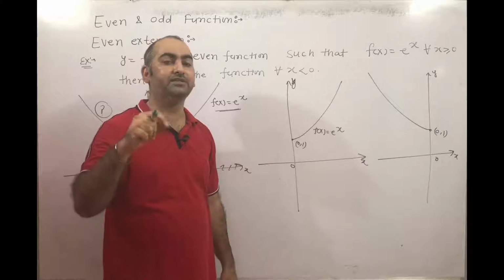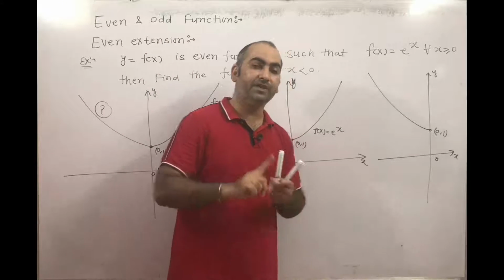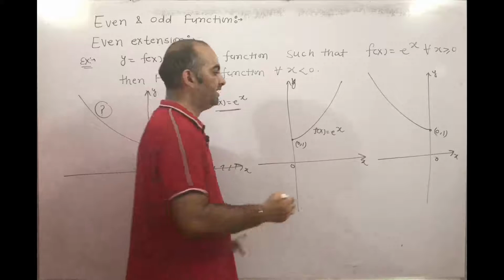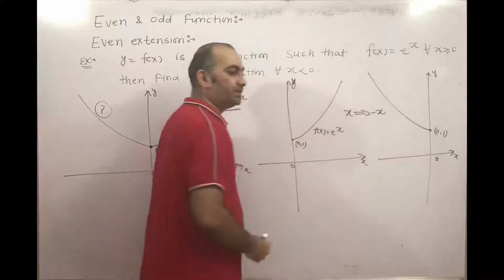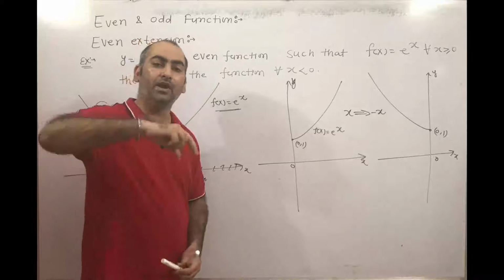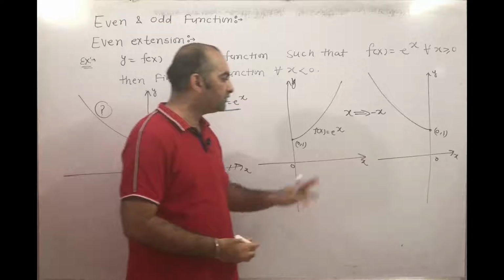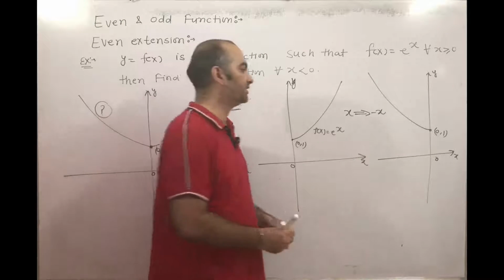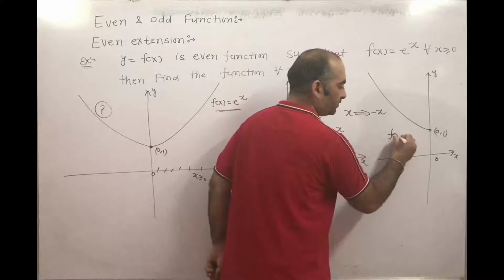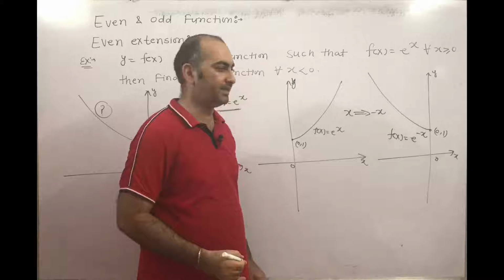Then in the function, what do we have to do? In transformation of graphs, we have discussed that if I replace x with minus x, then we rotate the graph 180 degrees with respect to the y-axis. So only what we have to do here is, instead of x, put minus x. So what will come here? f(x) equal to what? e power minus x.